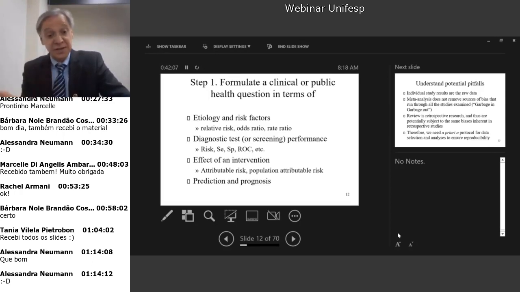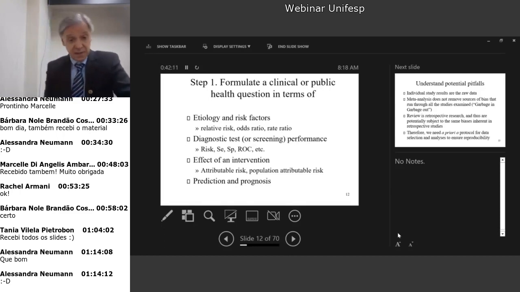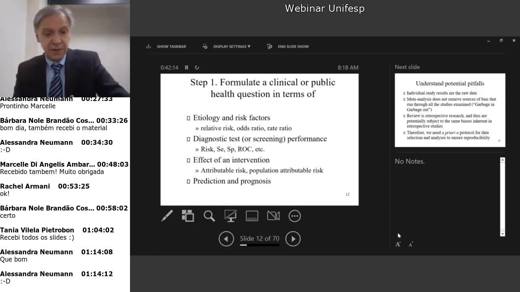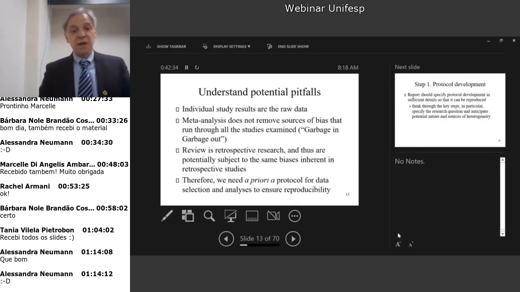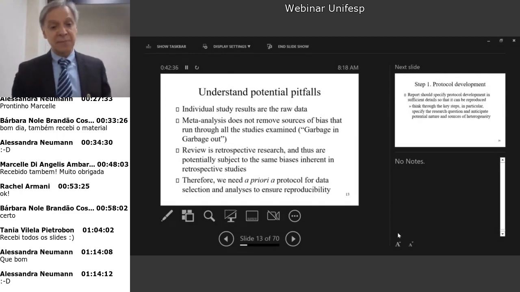If you're dealing with a diagnostic test, you may end up talking about specificity, sensitivity, receiver operating characteristics and things like that. Effect of an intervention, that's a little different. If you look at the impact, you're going to be looking at attributable risk or population attributable risk. And then you can also be interested in summarizing predictions and prognosis.